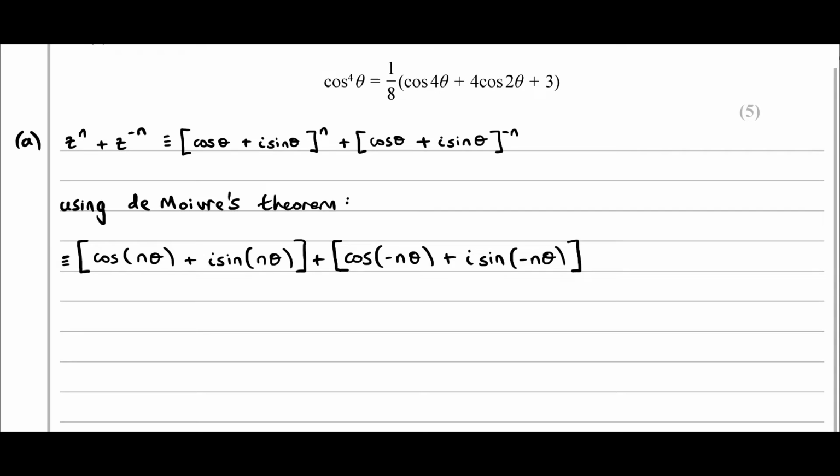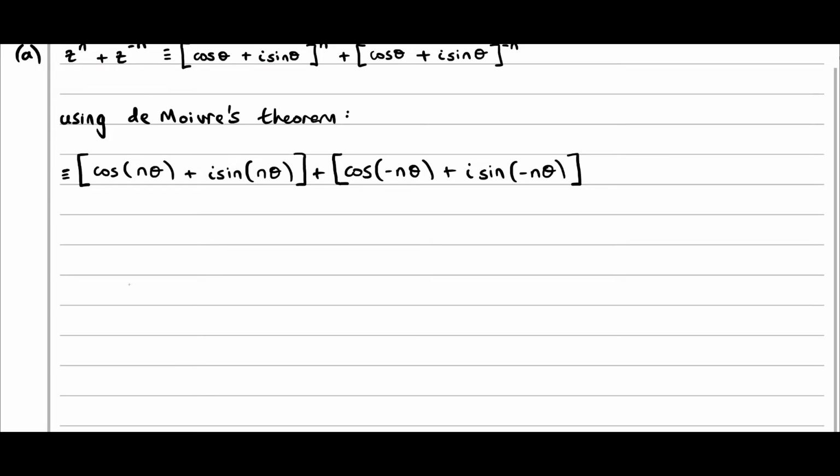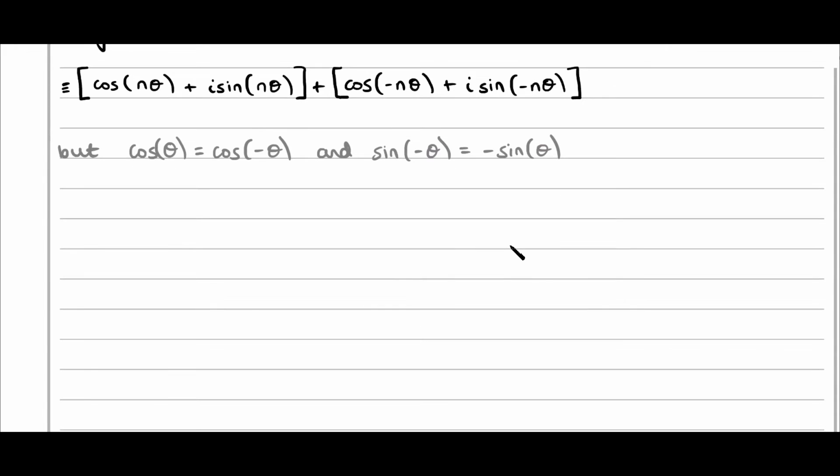And to simplify this, we want the brackets to contain an n theta. And we can do that using this special relationship, that is cos of theta is equal to cos of minus theta, and sine of minus theta is the same as minus sine of theta. It's a result which you should be familiar with from your A levels.